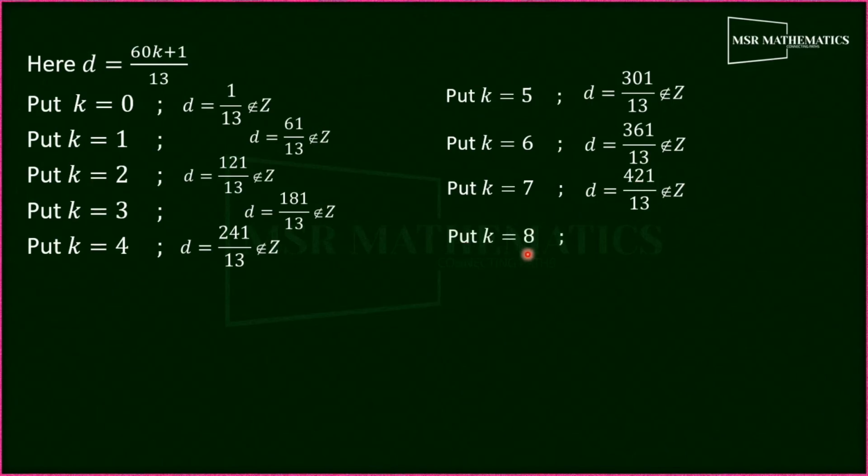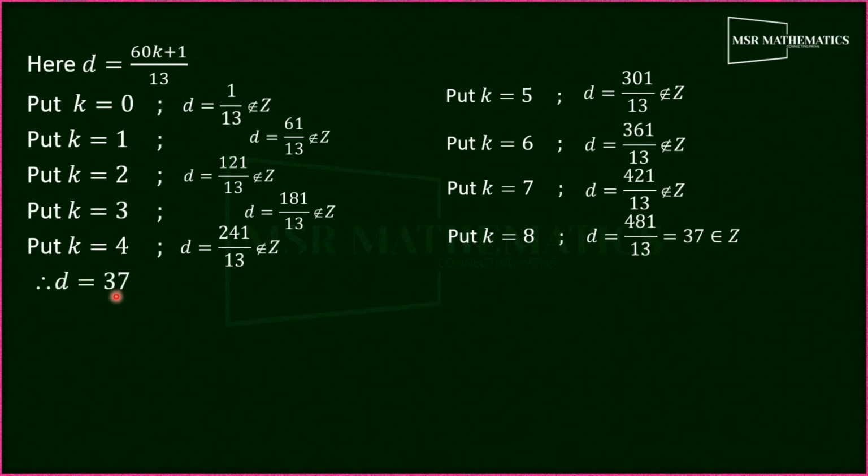Next check for k equal to 8. We get D equal to 60 into 8 is 480. 480 plus 1 is 481 divided by 13. Here we get 481 by 13 is 37. That 37 is an integer, so it belongs to Z. So if k is equal to 8, D value is 37. So we get a D value of 37.